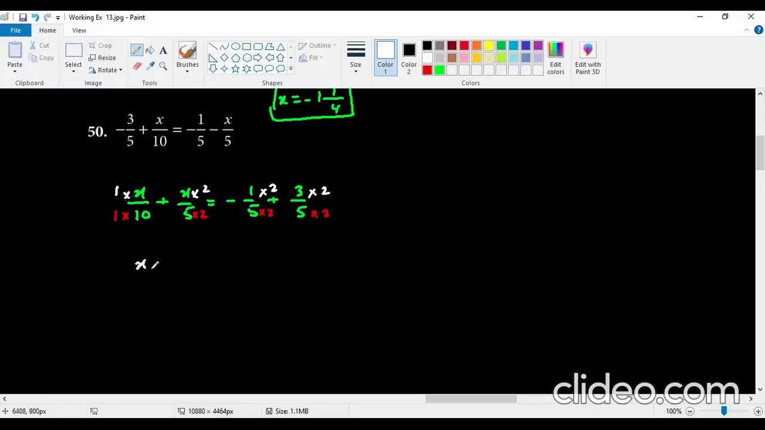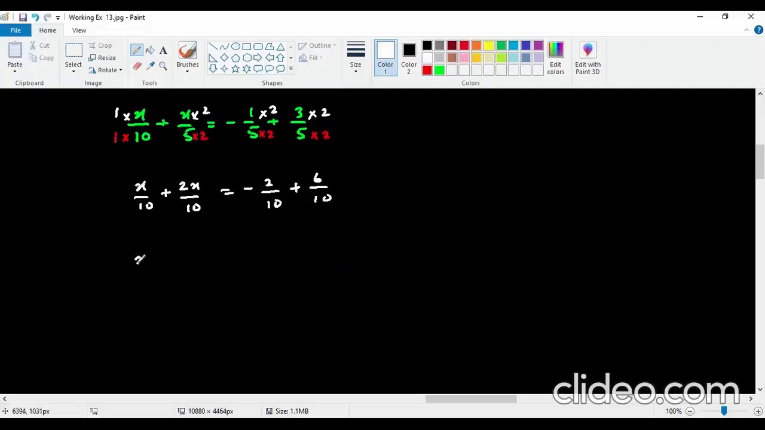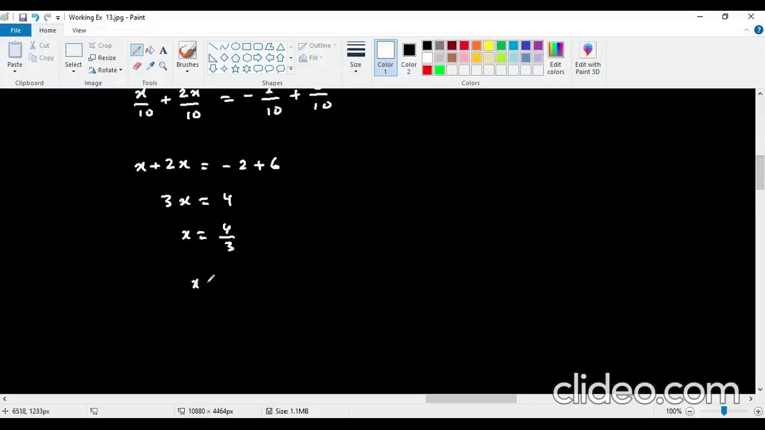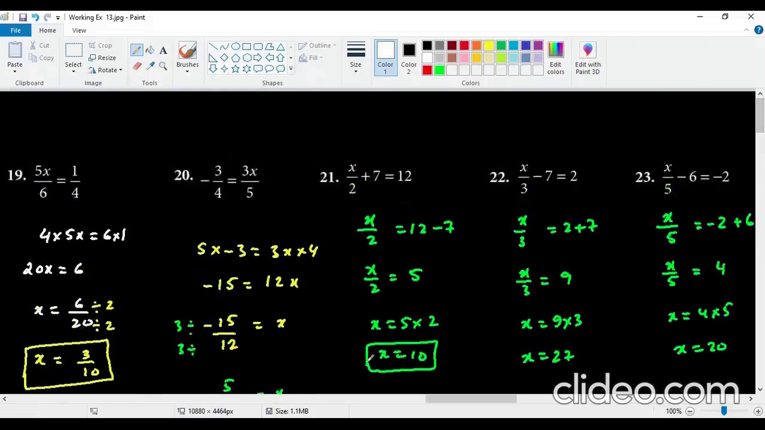So it's going to be x over 10 plus 2x over 10 and negative 2 over 10 and plus 6 over 10. I will ignore the denominators since all of them are equal. I will write x plus 2x equals negative 2 plus 6. This becomes 3x equals 4, and x equals 4 over 3. That I can write in the mixed fraction form. x equals 1 whole 1 over 3 as an answer. This is the answer for question number 50. That ends the exercise.